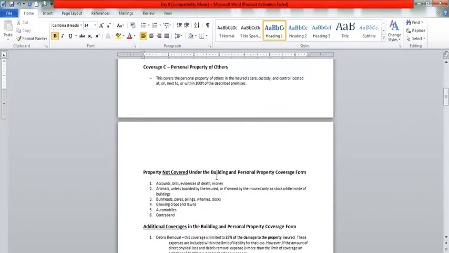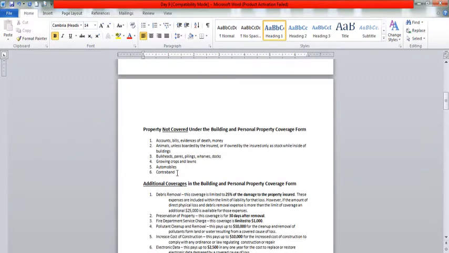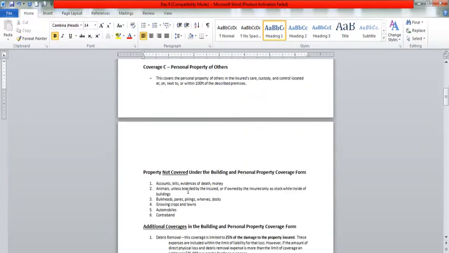Property not covered under the building and personal property coverage form. Obviously, there are certain things that will not always be covered. These are some of the examples listed right over here. Taking a classic example, automobiles. Why are automobiles not covered in the building and personal property form? Well, automobiles have their own insurance, automobile coverage, liability, and full coverage, as most of us should know. It wouldn't make sense that something happened in your automobile and you didn't have automobile coverage. So an automobile has its own coverage, and the property or building has its own coverage. Hence, certain things are not included.